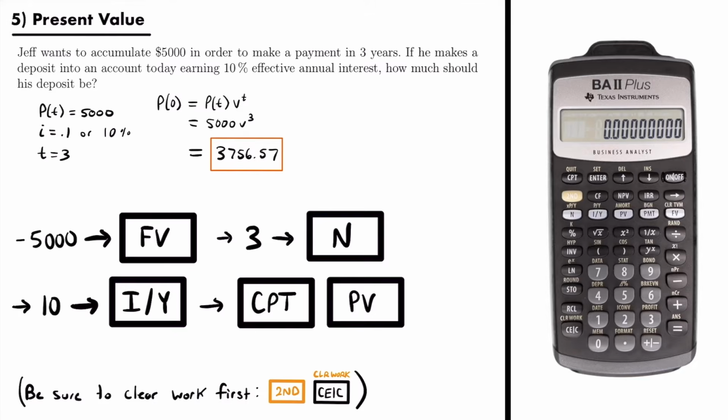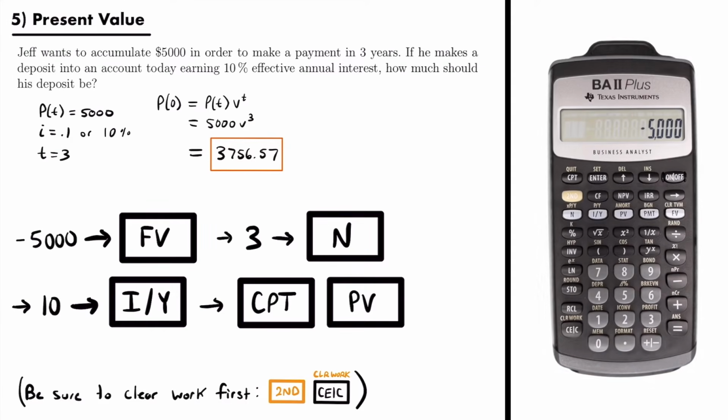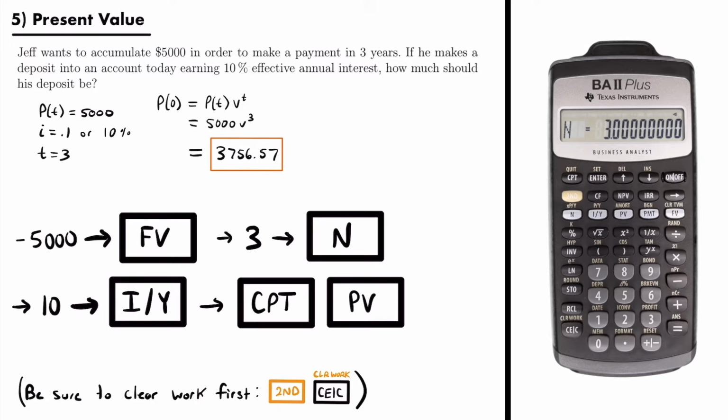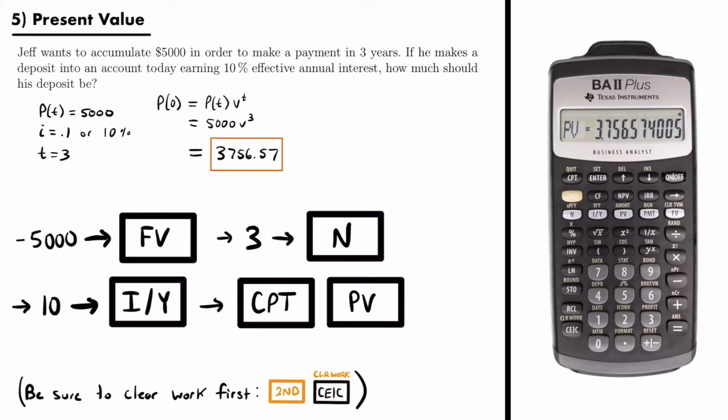And so what we'll do is we'll type in that 5,000. We're going to make it negative, and then we'll press the future value button. Then we will hit 3, and then we will hit the n button. That is the number of years. And then we will type in 10 and make that the interest rate. And then we will hit the compute button and then hit the present value button, because that is what we want to compute. And as you can see, we got $3,756.57, which is exactly what we got when we solved this problem by hand.